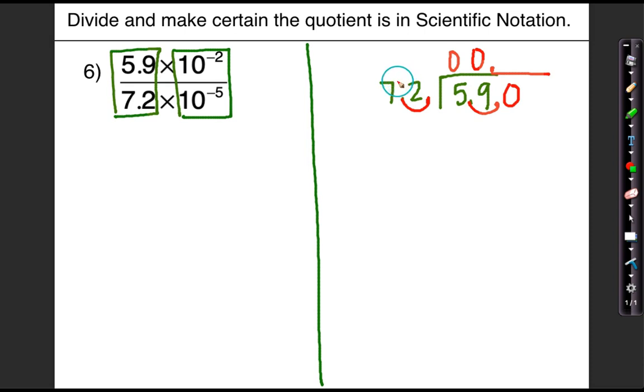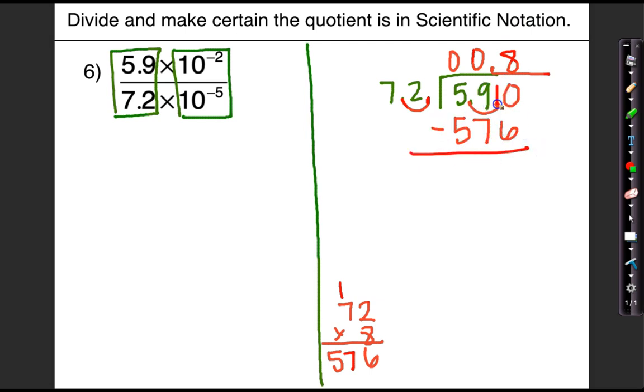So instead of using 72, let's estimate and use the number 70. How many 70s is going to get me close to 590? Hopefully your answer is 8, because 70 times 8 is 560, which is pretty close to 590. So let's try 8. If we multiply by 8, we're going to get 576, which is pretty darn close without it going over. So let's put an 8 right here. We're going to put 576. We're going to find the difference, which is going to leave us with 14.